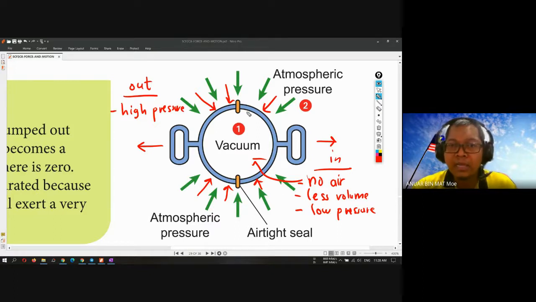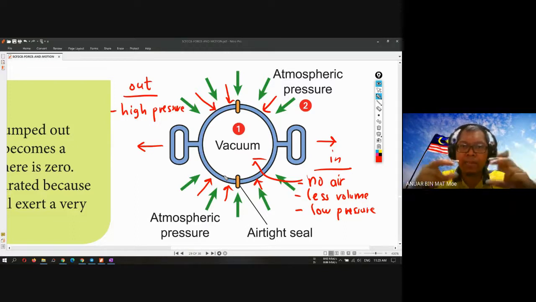The lower pressure inside and the higher pressure outside will keep the hemispheres tight. You cannot pull it easily, because the air pressure exerted on the outside of the container will keep the Magdeburg hemispheres closely tied together. Same thing with this.